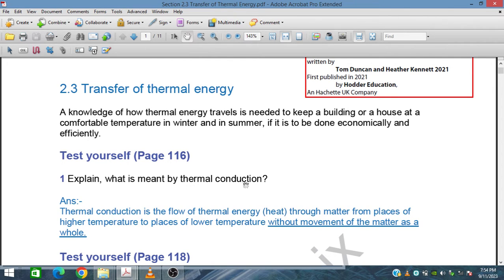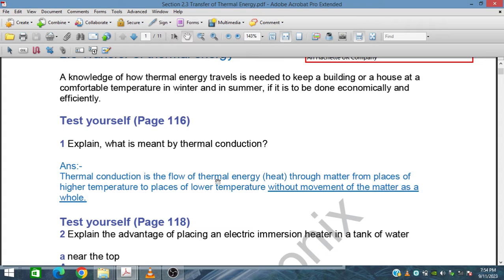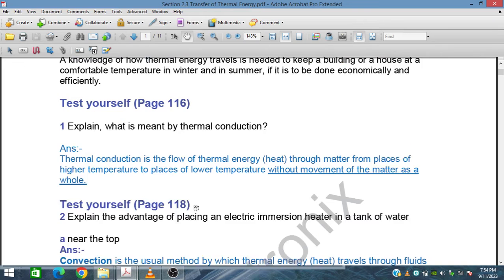Explain what is meant by thermal conduction. Thermal conduction is the flow of thermal energy through matter from places of high temperature to places of lower temperature without movement of the matter as a whole. So the matter will stay at its own position, but it vibrates and transfers its energy to its neighboring particles, and this way the energy transfers. So this is thermal conduction.